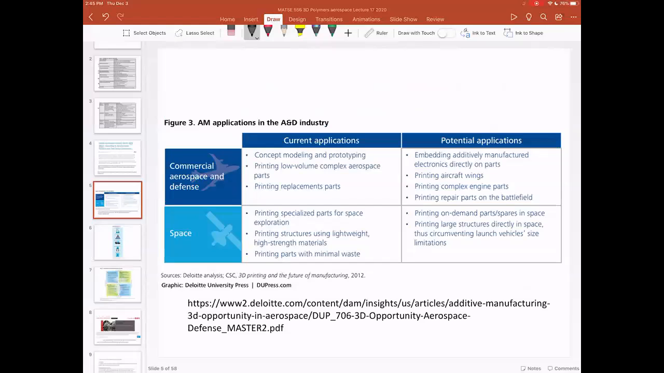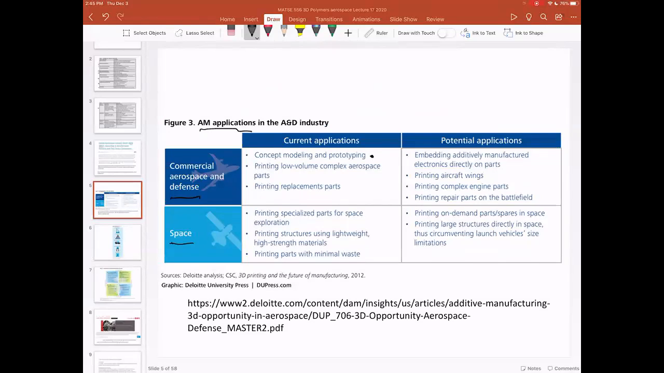And so you see some of the applications for AM in both space and commercial aerospace and defense. Remember, there's a lot of the military industrial complex that does aerospace as well. And so current applications, there's a lot of modeling and prototyping that's done. So that's routine with additive manufacturing.